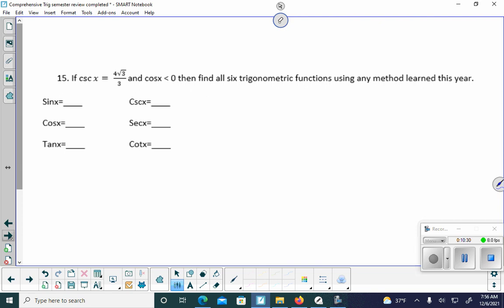Moving on to the next one. If the cosecant is equal to 4 times the square root of 3 over 3 and the cosine is negative, then find all 6 trig functions using any method used this year.